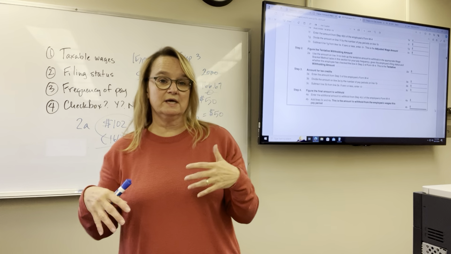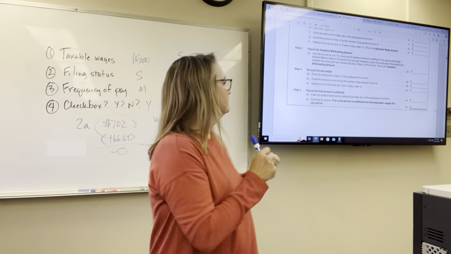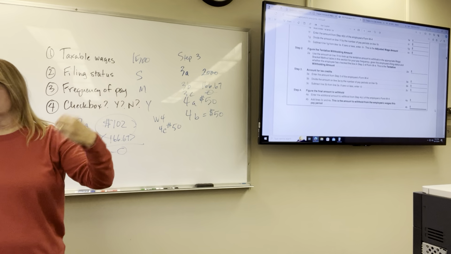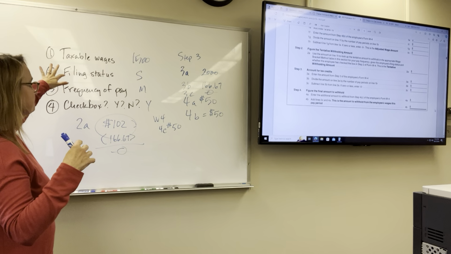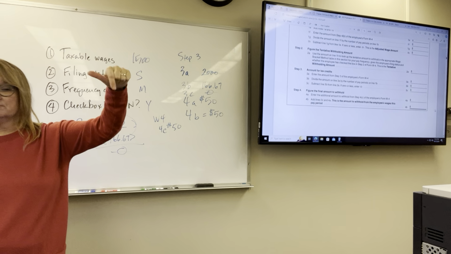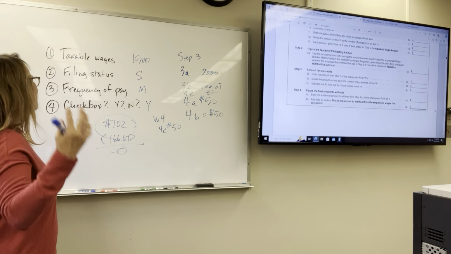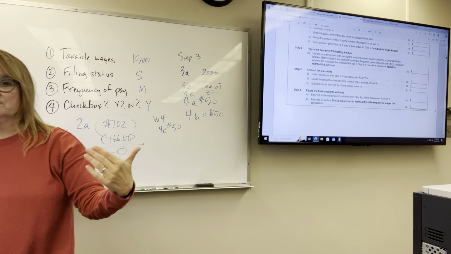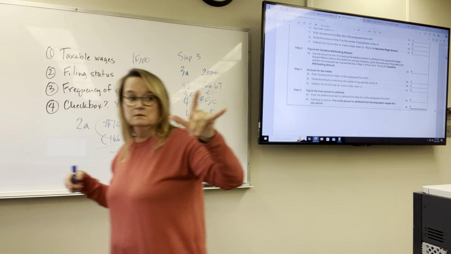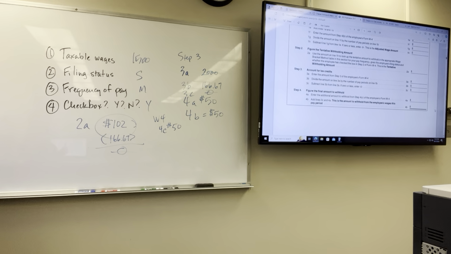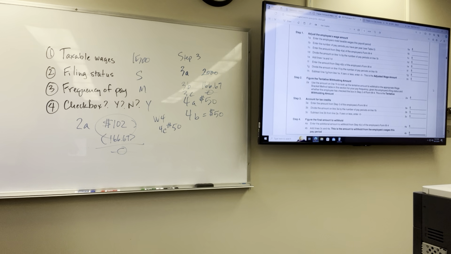But all of this stuff works together with the W-4. All of the information that you need, aside from, of course, the taxable wages, which you're going to have as the payroll clerk. Filing status is on the W-4. You know what the frequency of pay is because you're preparing the payroll, and then the checkbox as well is on the W-4. And then all of this additional stuff is on the W-4 as well. So you can extract all that information from the W-4 in order to prepare this. Questions?